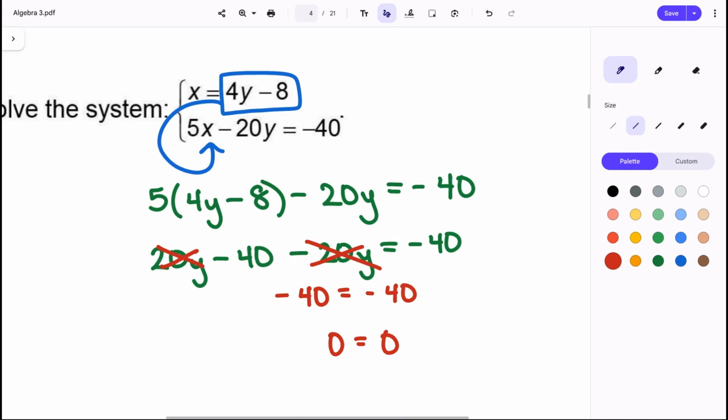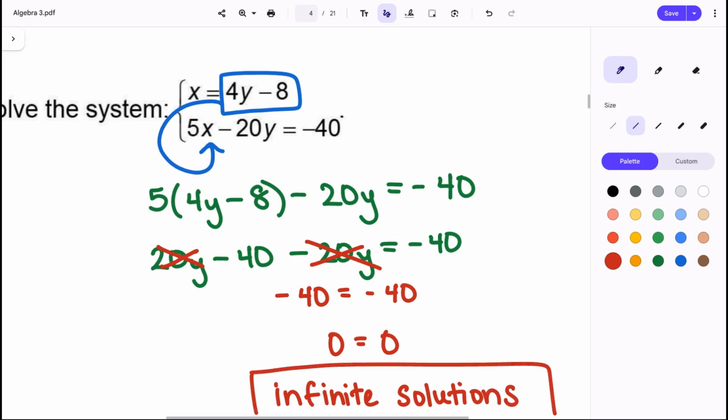You're dealing with the same line here. So I'm going to say infinite solutions. You guys could draw me the infinity sign if you wanted to, if you don't want to write all that out. But you are working with the same line stacked on top of itself.